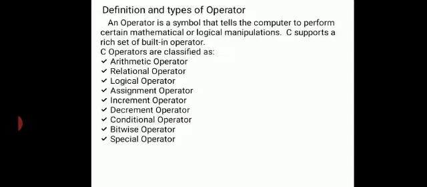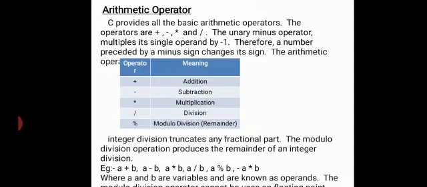C supports a rich set of built-in operators. There are 8 different types of operators available in C. First one is arithmetic operator, relational operator, logical operator, assignment operator, increment and decrement, conditional, bitwise and special operators. First one is arithmetic operator.